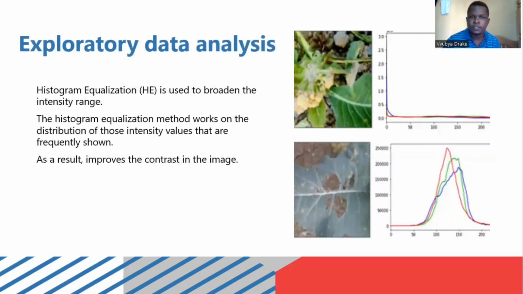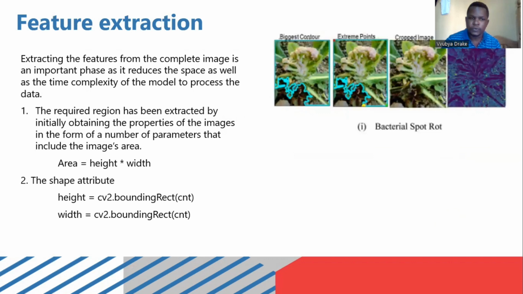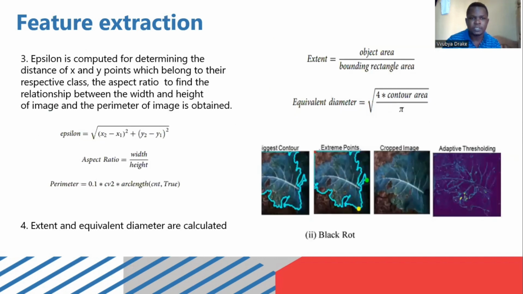Then for exploratory data analysis, they used histogram equalization, which is used to broaden the intensity range. It improves the contrast of the images, hence better training of the models. Then feature extraction was done. Different features were extracted: the area, the shape of the images, then the aspect ratio, extent, equivalent diameter, the contours, the extreme points, and then finding the cropped images. These are all used for training the data sets.